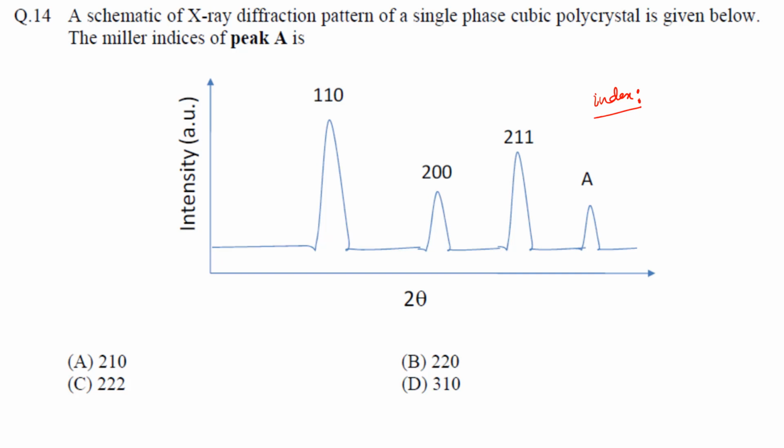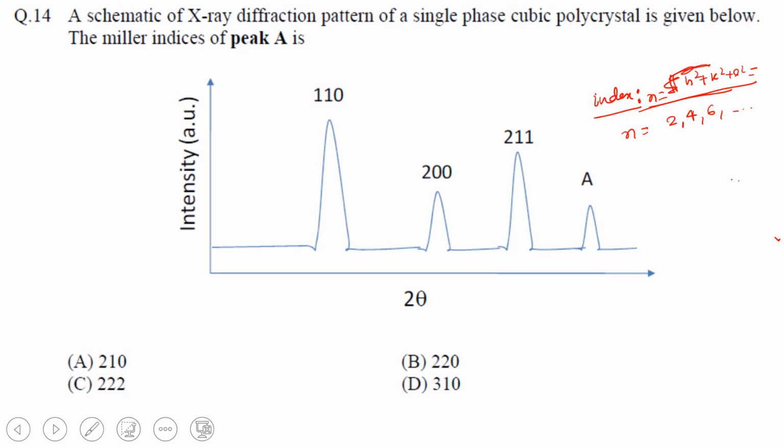So how do you calculate the indices? We calculate using h square plus k square plus l square equal to N, and N represents the indices, right? So we will calculate N over here. For the first peak it is 1 plus 1, that is 2. For the second peak, 2 square plus 0 square plus 0 square, that is 4. The third one will be 6, and the next one we don't know. So what will be the next one? It should be 8, because this pattern is followed in BCC, and in the case of BCC the values are 2, 4, 6, 8, 10, and so on.